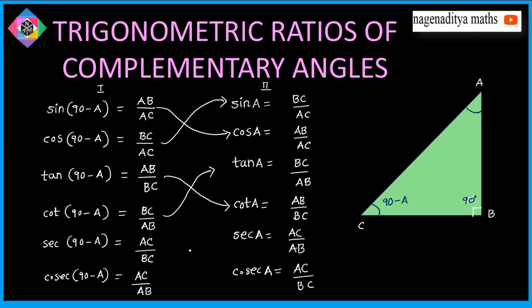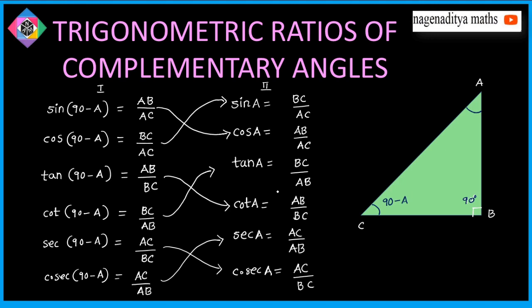Next, AC by BC. So AC by BC here. So secant of 90 minus A is equal to cosecant A. And where is AC by AB? Here. Okay. So cosecant of 90 minus A is equal to secant A. So these are the new relations among the trigonometric ratios using the complementary angles. So sine of 90 minus A is equal to cos A and cos of 90 minus A is equal to sine A. Tan of 90 minus A is cot A and cot of 90 minus A is tan A, and secant of 90 minus A is cosecant A, and cosecant of 90 minus A is equal to secant A.